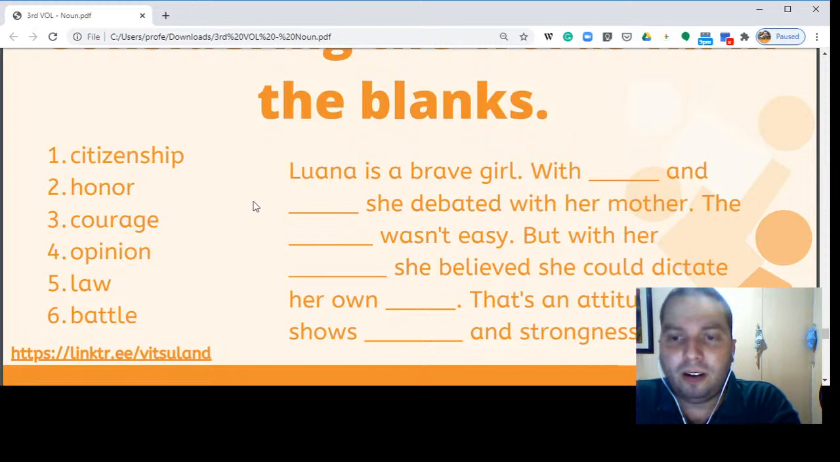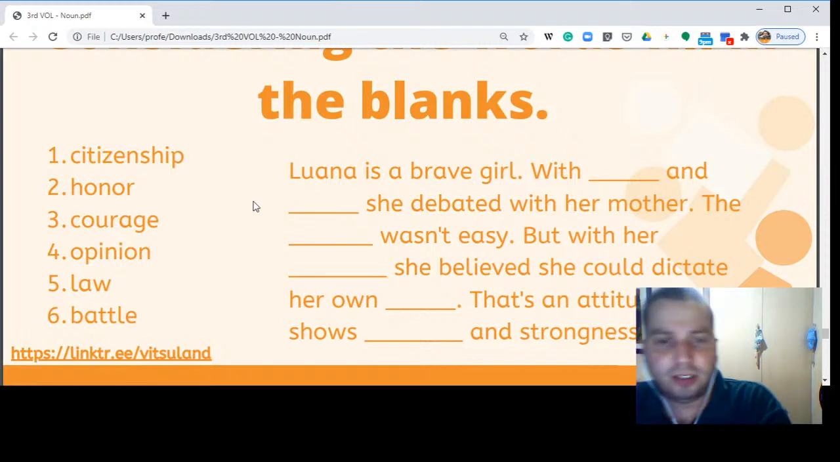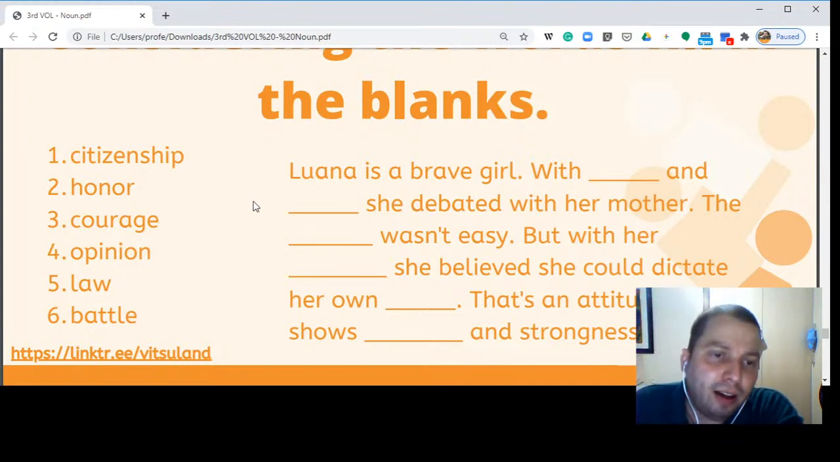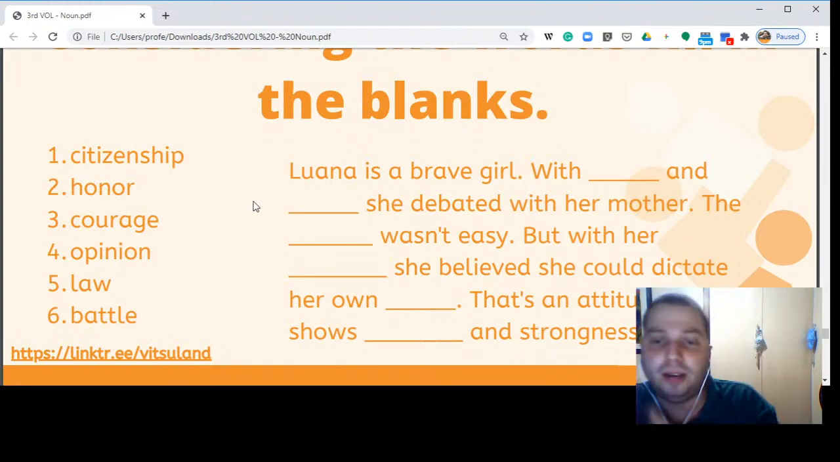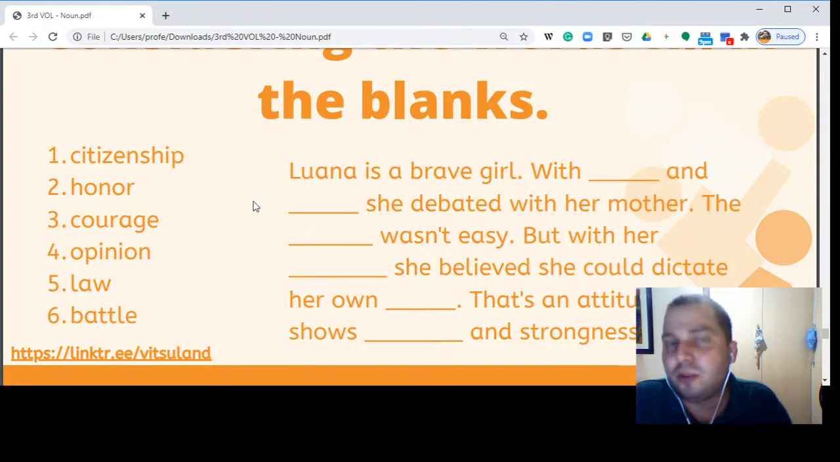But with her blank, she believed she could dictate her own blank. Yeah, in this case, we could use opinion. But with her opinion, she believed she could dictate her own law. All right? That's an attitude that shows blank and strongness. So citizenship and strongness. Okay, we don't have any other option in this case.